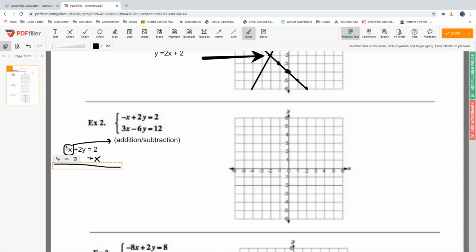Okay, remember that rule. If I have the same value, but one is positive and the other is negative, they will always cancel out or equal 0. So in this case, I am left with a 2y equals x. In fact, let me write it this way. I'm left with a 2y equals x plus 2.